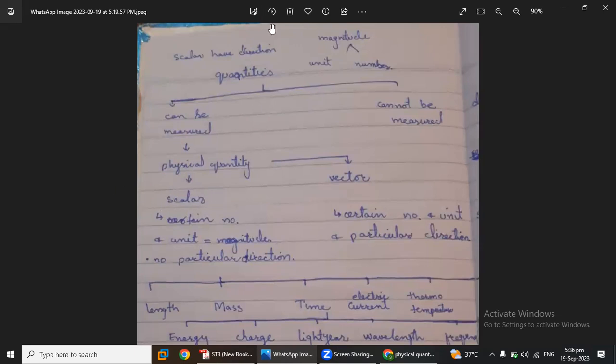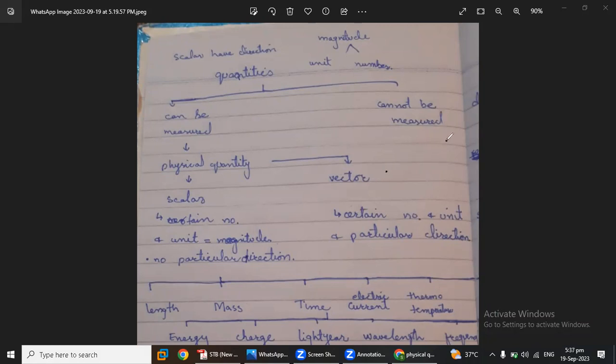So scalars are single dimensional and don't have a particular direction. But talking about vectors, what are vectors? Vectors are like this. Sorry, I made some mistakes.